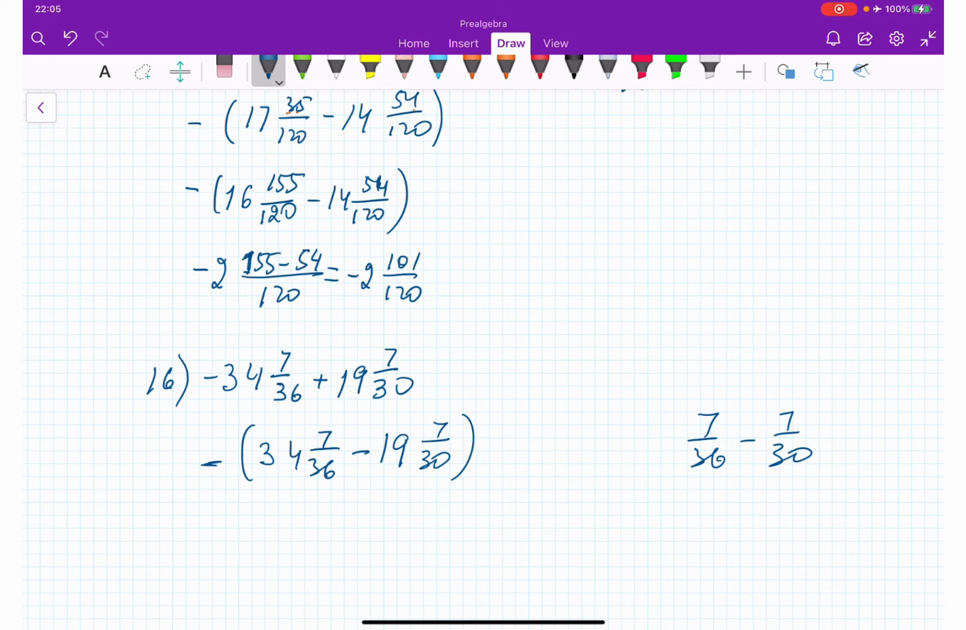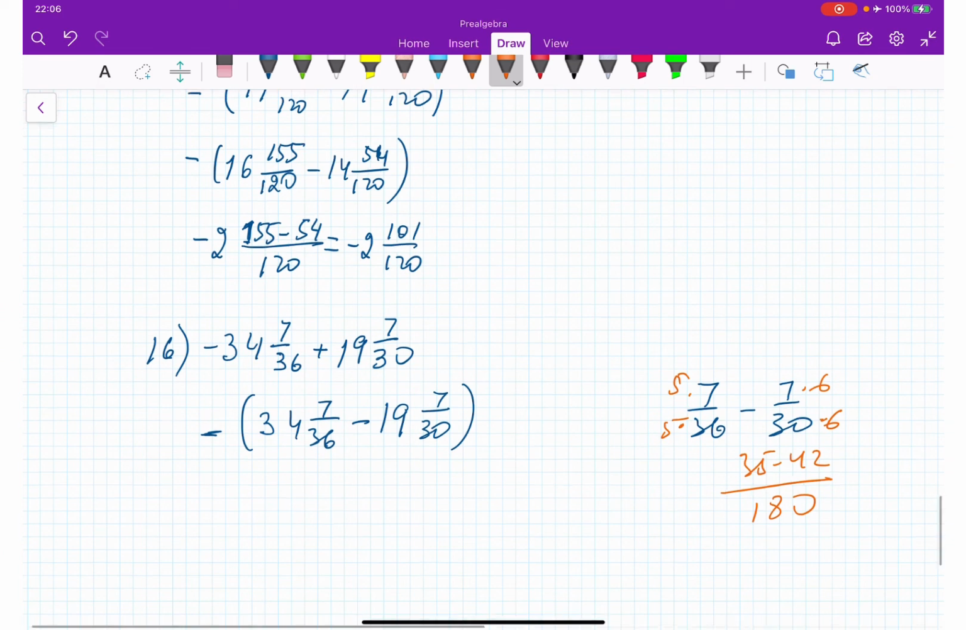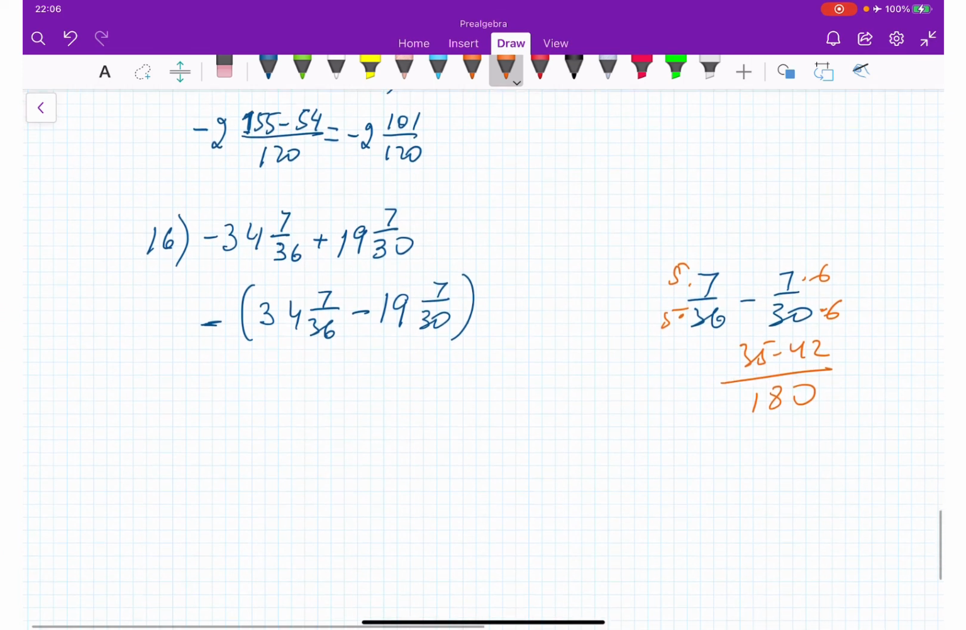36, I think. 180, yes, 180. So for 36 I'm multiplying by 5, and for 30 multiplying by 6. Here is 5, here is 6. So we are getting 180 here. 35 minus 42, same thing. Okay, that's good that I tried first. So I'm getting again 35 minus 42. This is what I'm doing.